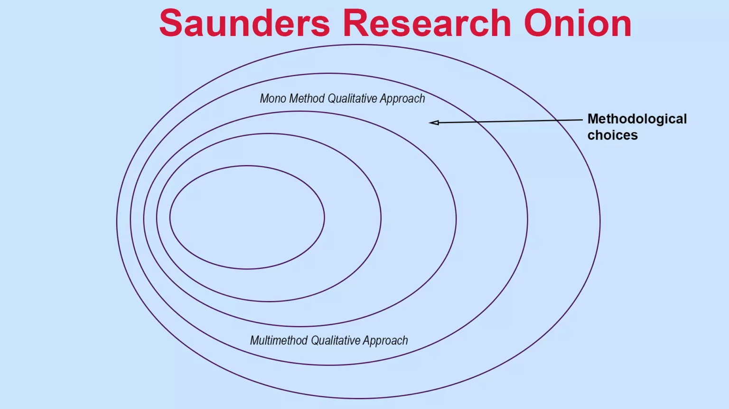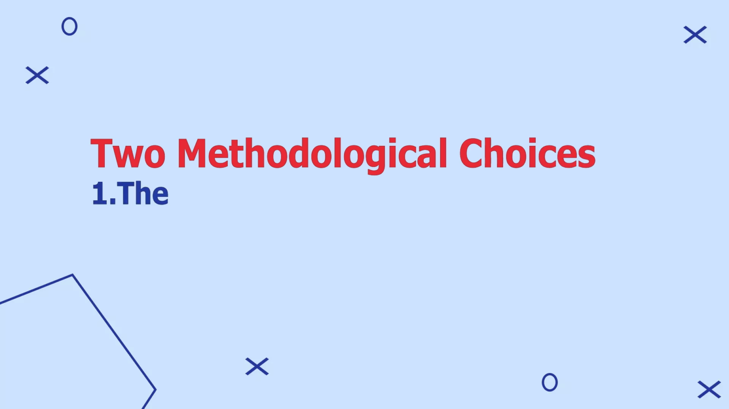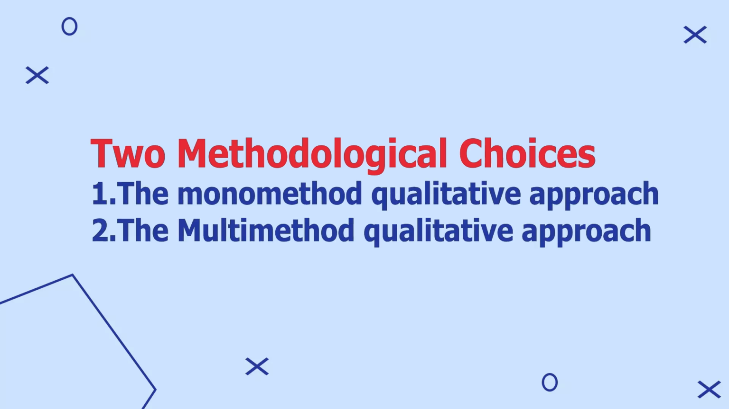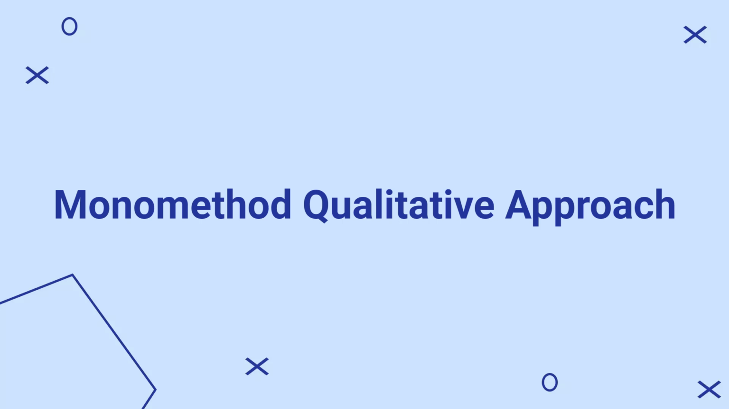Now let's look at the second layer of Saunders research onion in designing our methodology, which is methodological choices. When conducting qualitative research, there are only two methodological choices that a researcher will make, which will include either adopting 1. the monomethod qualitative approach and 2. the multi-method qualitative approach. Let's look at the monomethod qualitative approach.